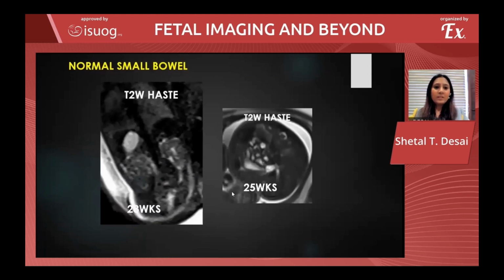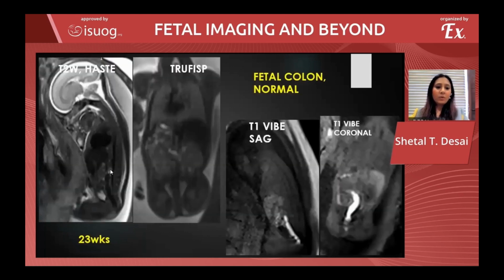On a T2-weighted HASTE, the small bowel or the jejunal loops are seen as serpiginous intermediate signal intensity structures, which after 25 weeks become more and more hyperintense due to increased gastric emptying. The fetal colon is seen as a T2 hypointense structure, going up to the perineum, slightly posteriorly directed, behind the hyperintense bladder, which is anterior to the rectum.